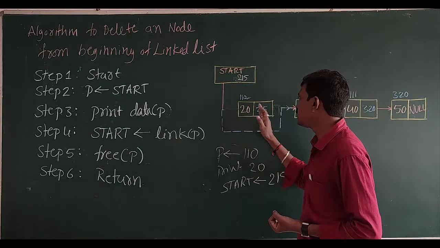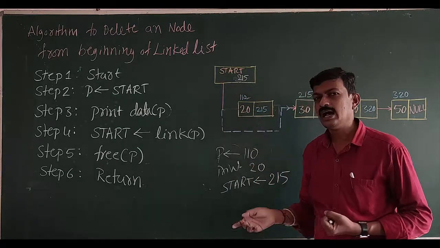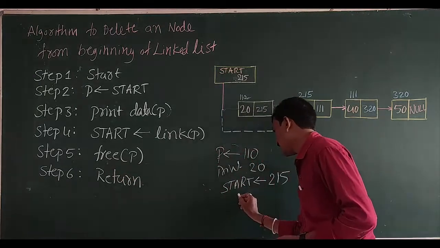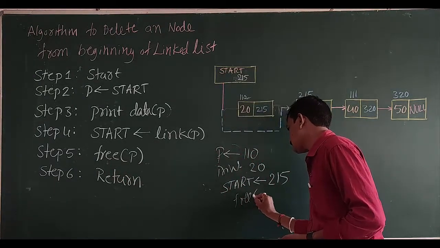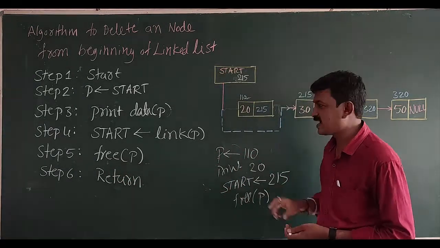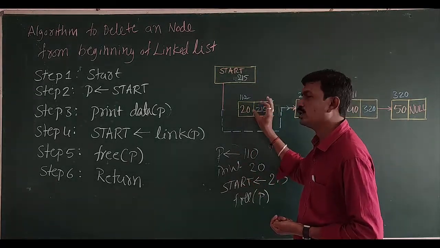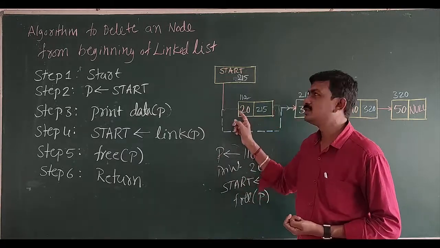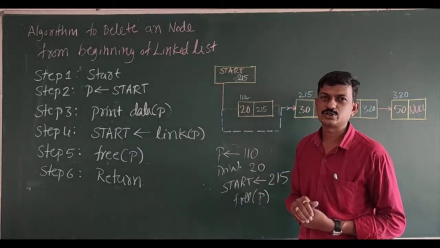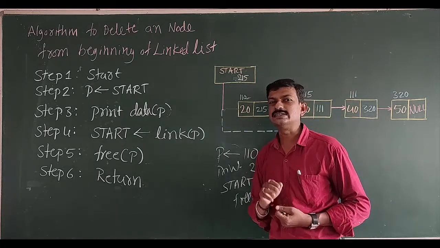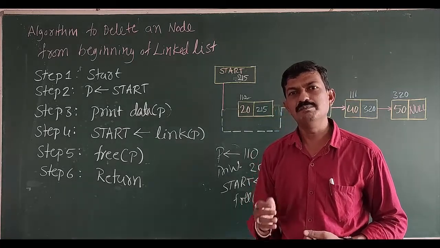Once you delink this node from the linked list, what I need to do is free p, which means the memory which I allocated for this particular node should be freed from this linked list. That is how we delete a node from the beginning of the linked list.